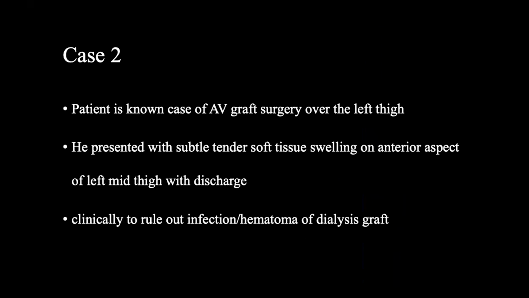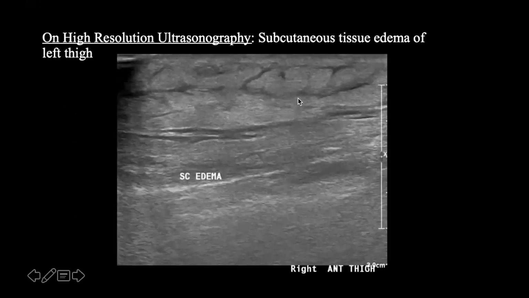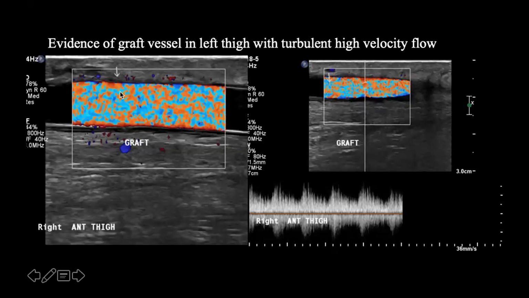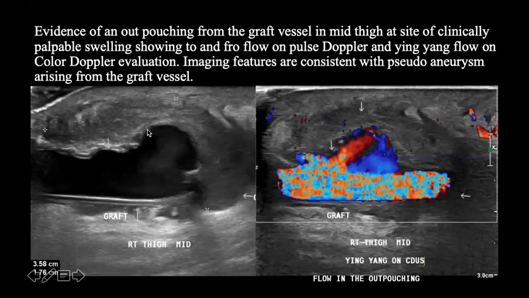My second case was a case of AV graft surgery. This patient presented with a soft tissue swelling. He was very anxious, and for 1 month he was moving here and there and couldn't get an answer. There was discharge, and again there was subcutaneous edema. As you can see, there is the graft vessel with a lot of turbulent flow here. There was an outpouching coming from this at the level of the palpable swelling, showing a very classical to-and-fro flow pattern and yin-yang pattern, very classical of a pseudoaneurysm formed from this graft vessel.